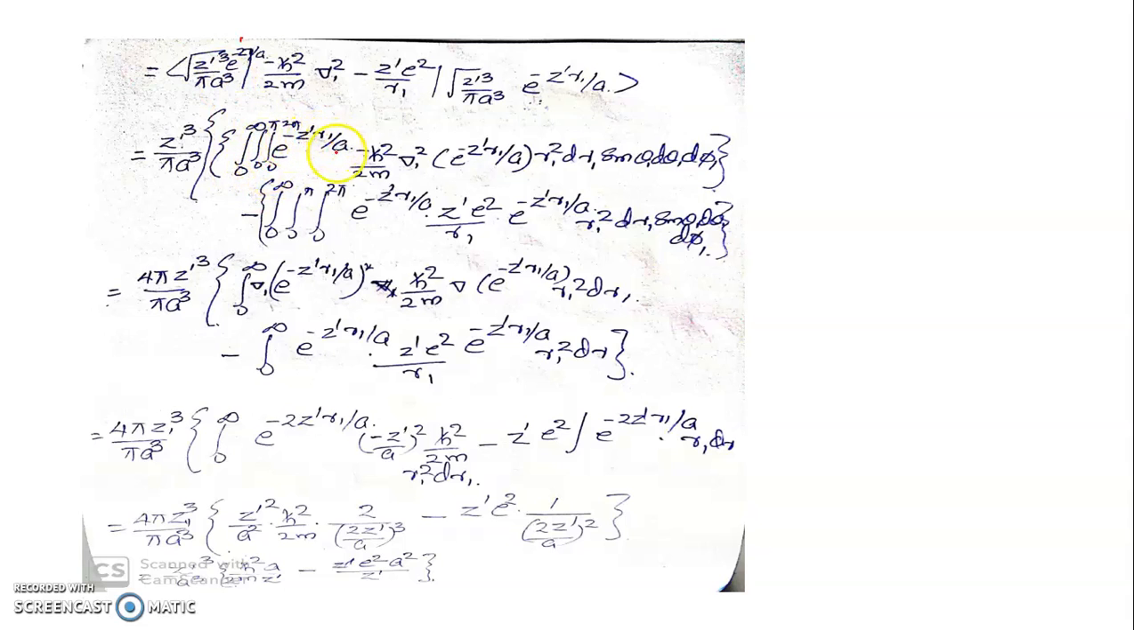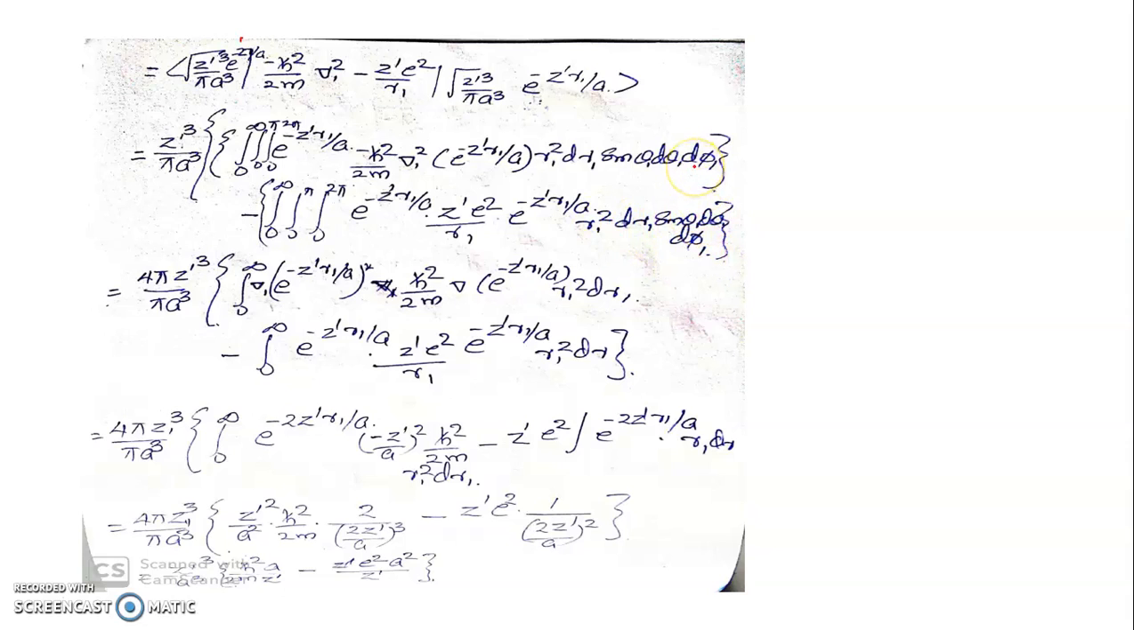E power minus z prime r1 by a, minus h bar square by 2m del 1 square e power minus z prime r1 by a, r1 square dr1 sin theta 1 d theta 1 d phi 1, minus potential energy part integral from 0 to infinity. This is a common factor for both these two terms. That is why I have another curly bracket here. Integral 0 to infinity, integral 0 to pi, 0 to 2 pi, e power minus z prime r1 by a, potential energy term z prime e square by r1. I have already accounted this minus here. E power minus z prime r1 by a r1 square dr1 sin theta 1 d theta 1 d phi 1.